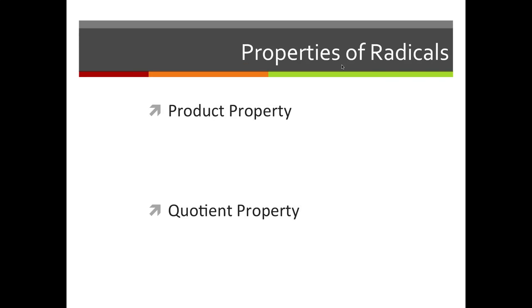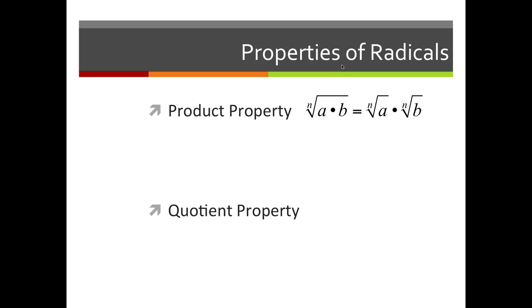Now, these exponent properties also kind of spill over into what we would call the products of radicals. And we have two major properties of radicals. The first one is called the product property, and it looks like this.